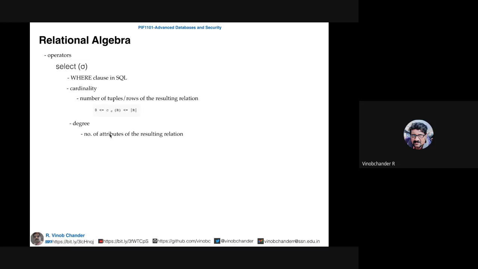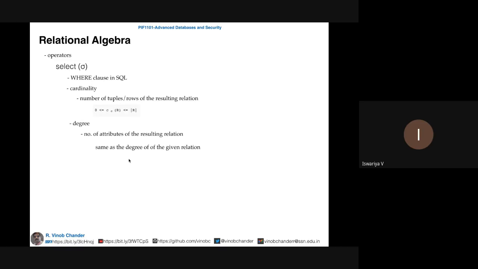Attributes means column names. Sir, you can give required columns, whatever you require. Pardon? N number of columns. So it is the same as the columns available in that relation. So you will get all the columns. Fantastic. So that is the degree. The degree for the select operator is the same as the degree of the given relation. Am I right? Yes, sir.